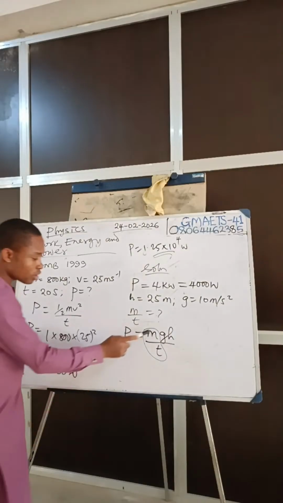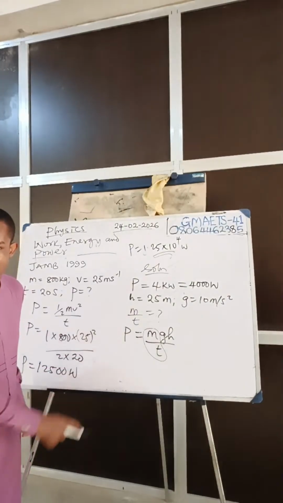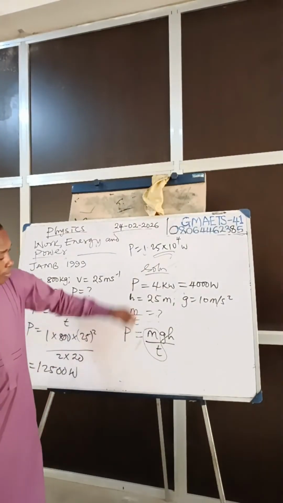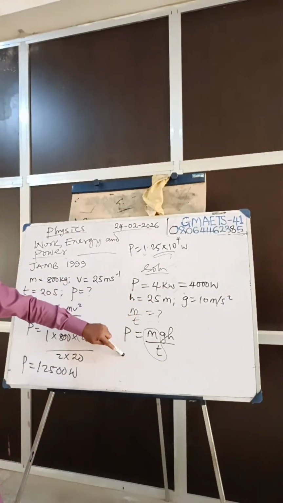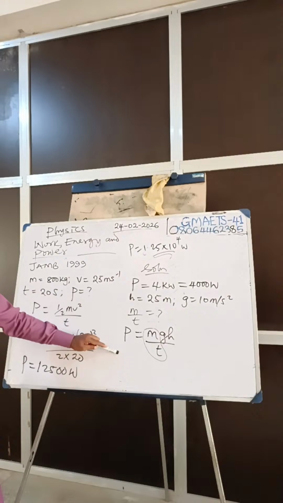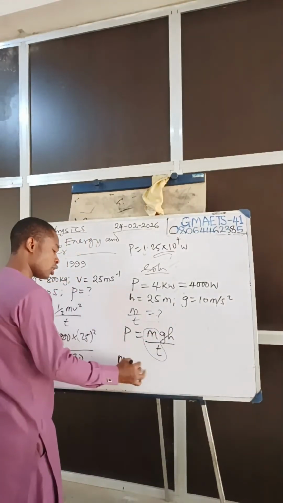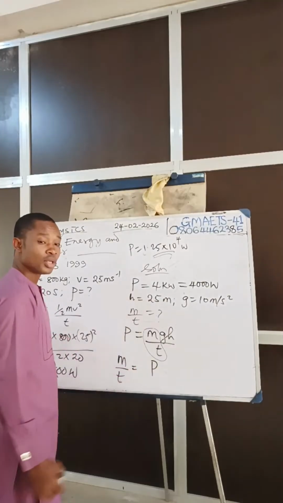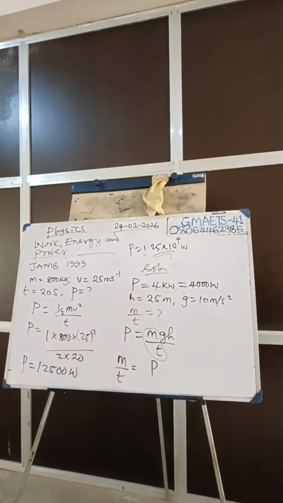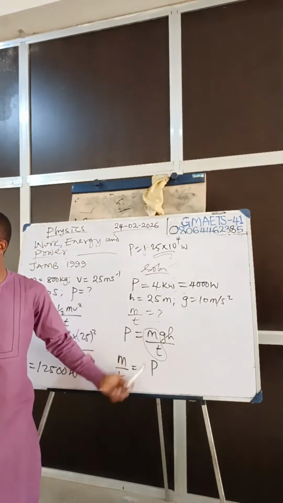If I want M over T to stand alone, GH will go to the left. True or false? If I'm bringing GH to the left hand side, what will happen? M over T equals P over GH. It cannot be minus. You tell me minus, did you say anything plus here?